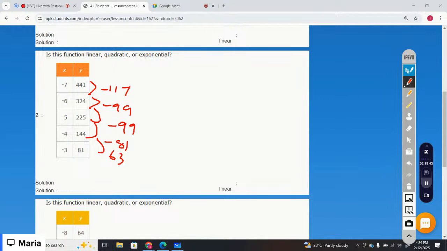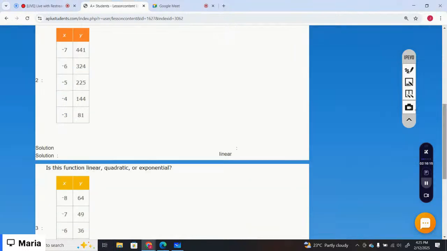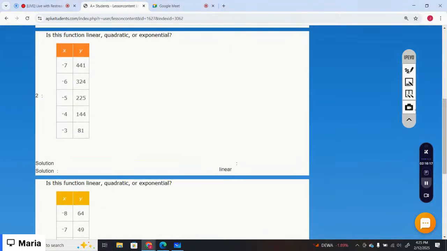Let's just calculate their second differences. That is neither linear nor quadratic, because if their second difference is constant, then that means that is quadratic, but their second difference is not a constant value. So the correct option is neither linear nor quadratic. This is not the linear function.